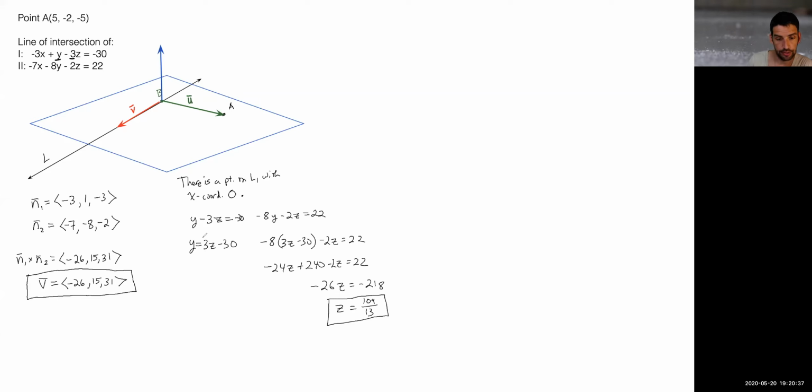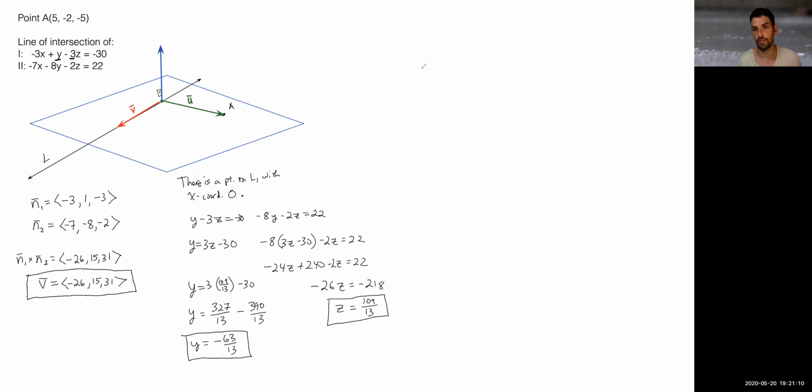Our y coordinate we can get from here. So y, coming back up here, y is going to be 3 times 109 over 13 minus 30, or 327 over 13 minus 30 times 13 would be 390 over 13. So this is negative 63 over 13 equals y. So now we have the point B.